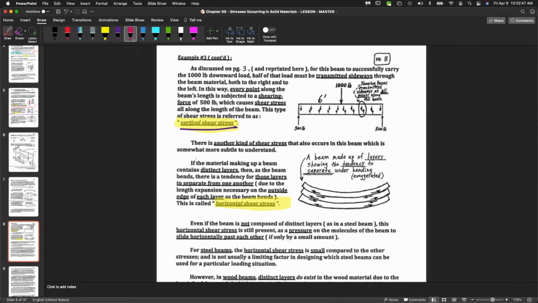Can't draw the arrow there. It's going through the beam sideways. So that rubbing effect vertically is called vertical shear stress. And that's how this 1,000-pound force connects to the 500-pound force, and for that one as well, due to symmetry.